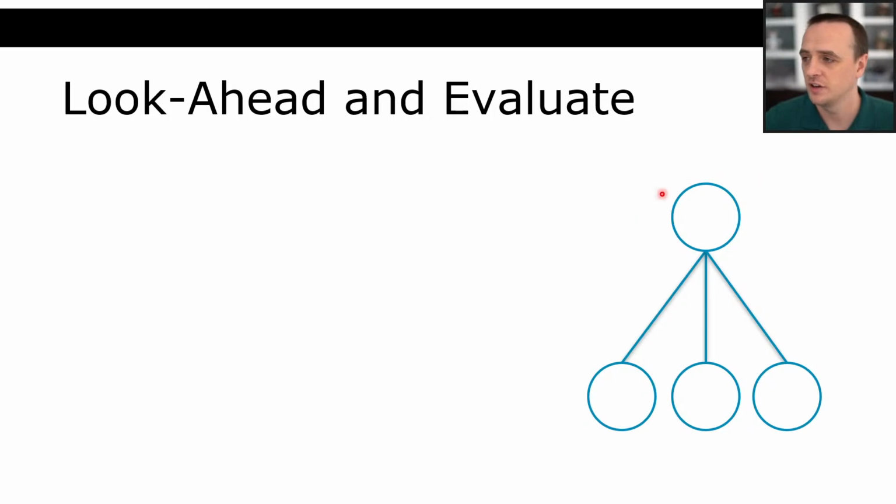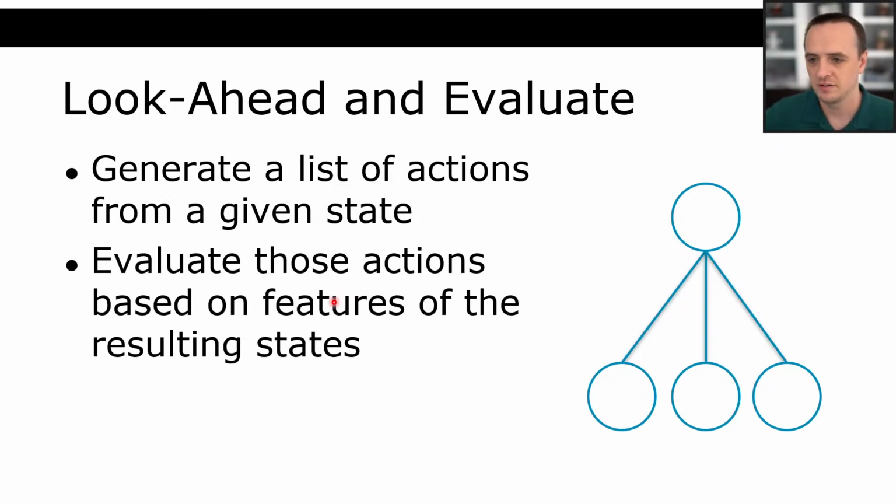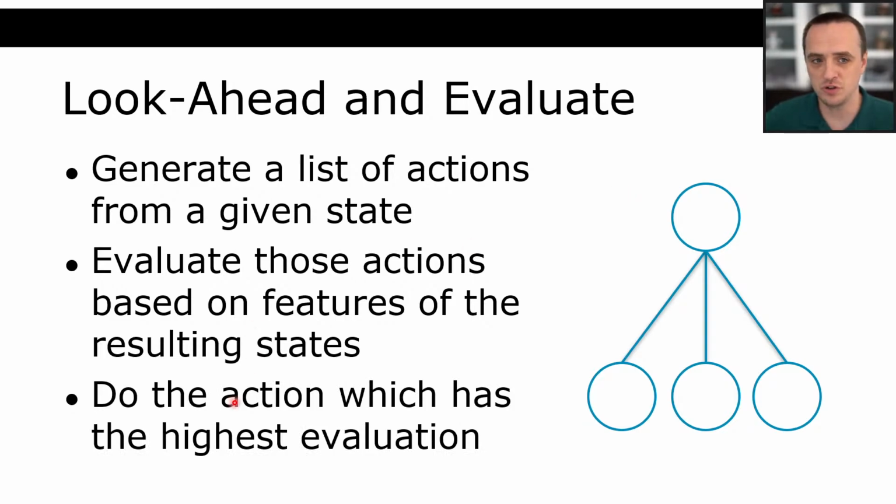If I'm at a current state of the game, I'm going to generate a list of actions from that given state of the game. Then I'm going to evaluate those actions based on the features of the resulting state. And then I'm going to do the action which has the highest evaluation. So let's say I'm at this current state and I'm going to try action 1, action 2, action 3. I'm going to move my queen to here, I'm going to move my pawn to here, I'm going to move my bishop to here. And then I'm going to look at what would have happened if I had done that stuff, and then say, which of those do I think was the best?